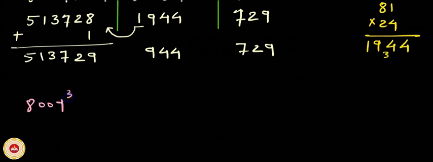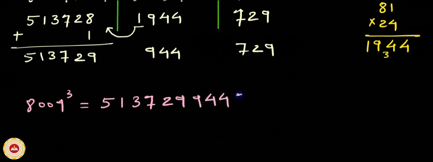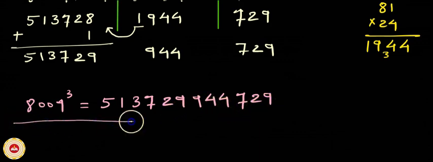So let us write the answer. 8009 cube is: left part 513729, middle part 944, right part 729. So the answer is 513729944729. Okay, so friends, this is our answer.